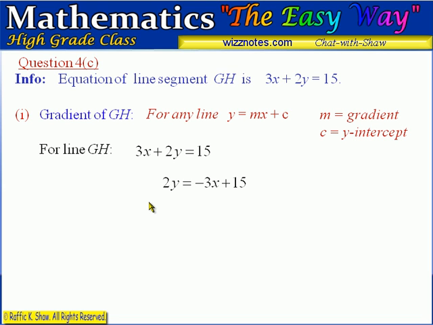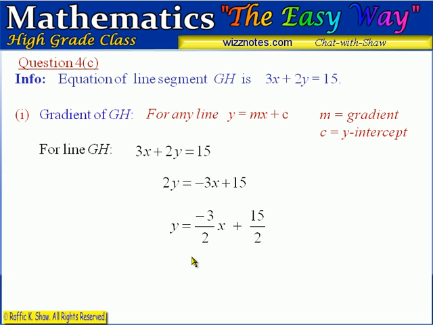And when we divide through by 2, we divide each term by 2, and therefore 2y divided by 2 leaves us with y, minus 3x divided by 2 is minus 3 over 2 times x, and the 15 divided by 2 is 15 divided by 2 as shown here. And now this equation is in this form, and therefore our m, our gradient, is minus 3 over 2, and our y-axis intercept is 15 over 2.